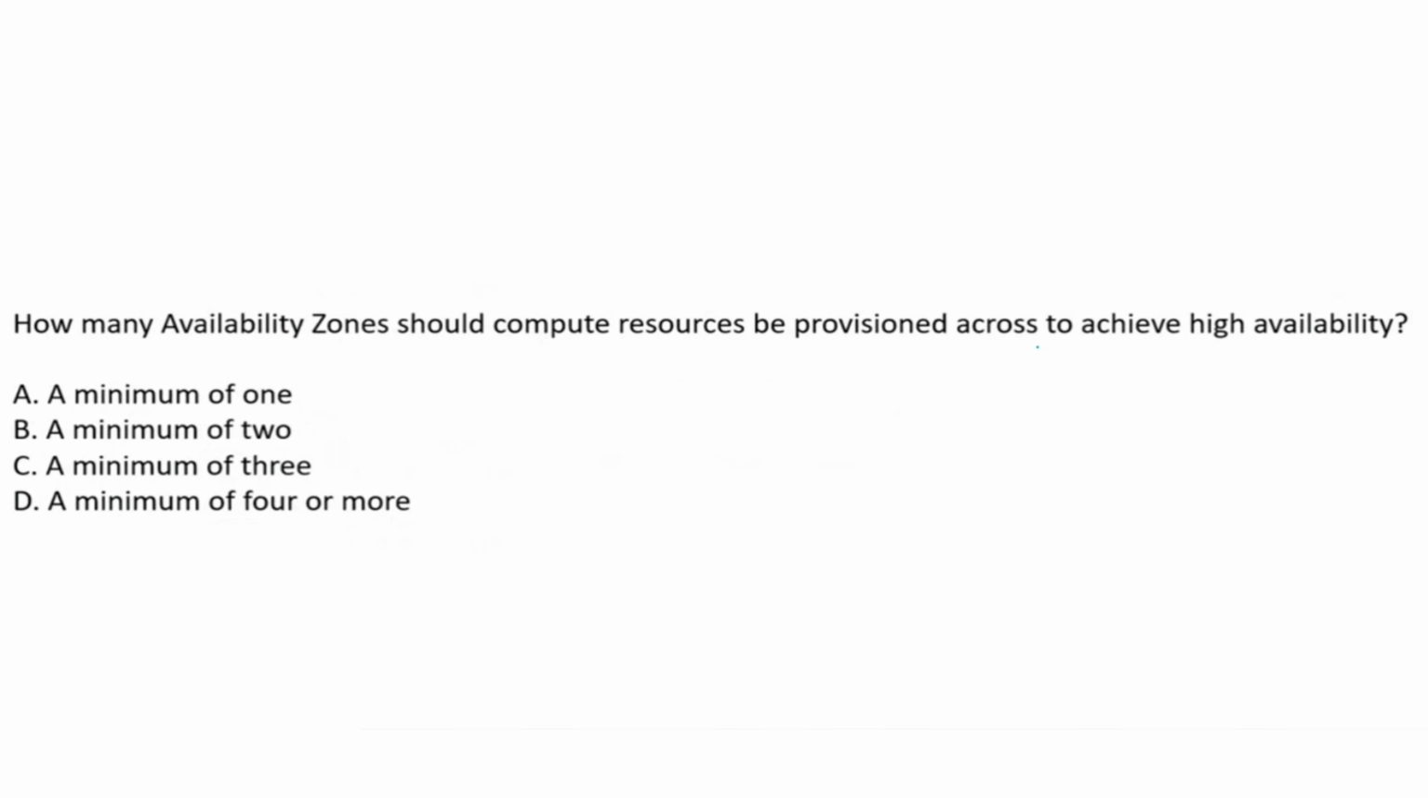So this is our next question: how many availability zones should compute resources be provisioned across to achieve high availability? Guys, whenever we are talking about high availability, a minimum of two availability zones we would be using to get high availability. Nowadays people are using three availability zones too, but a minimum of two availability zones we would be using. So no need to check the other options. The answer is a minimum of two availability zones.